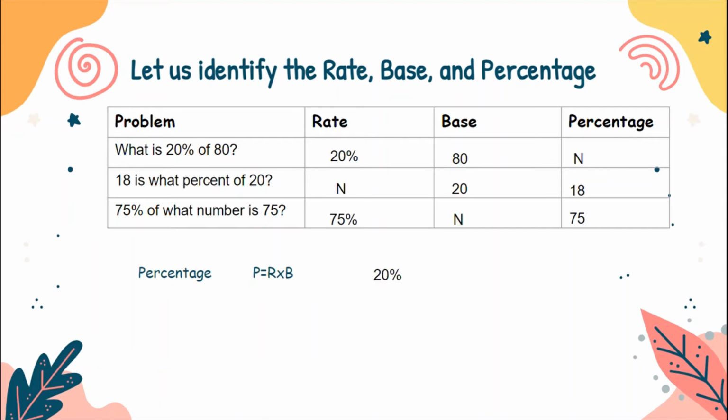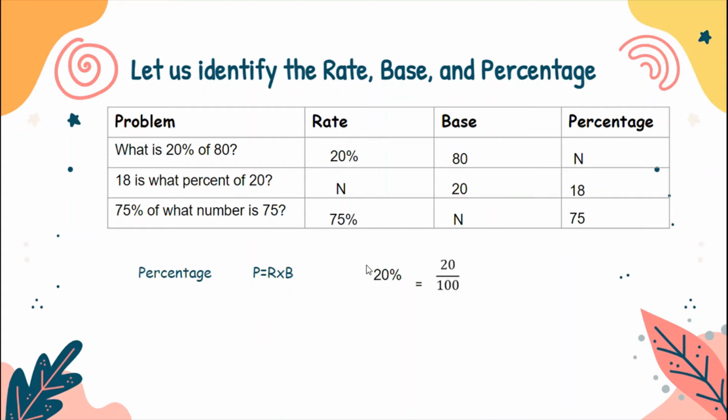But we cannot solve the following here unless we change the 20% into a decimal before we multiply it with our base, which is 80. We already learned how to convert percent into decimal. All we have to do is move the decimal point 2 places to the left.